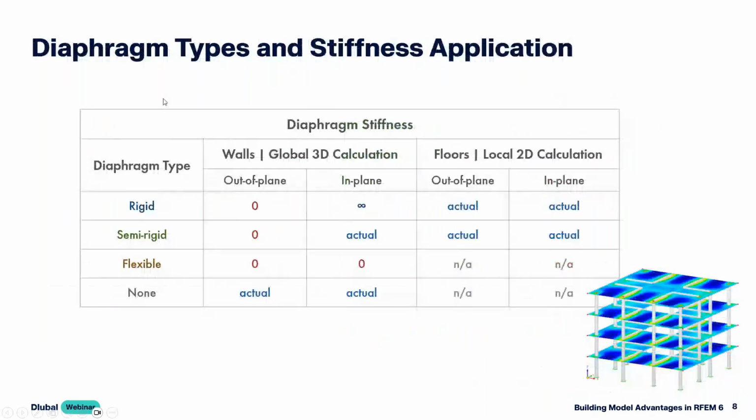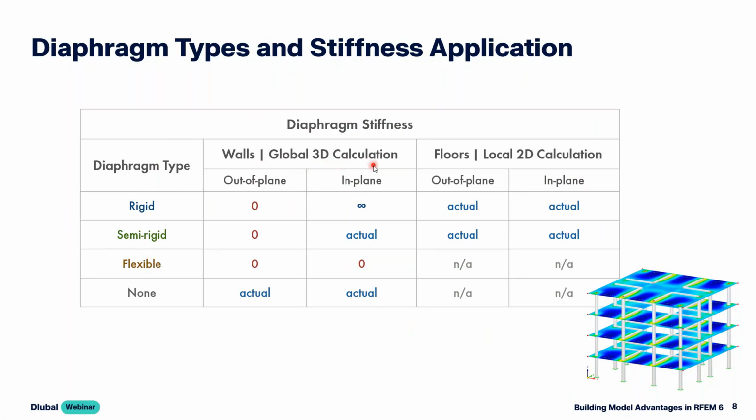So we want to turn now to the different diaphragm types and stiffness applications within RFEM itself. So once again, we have this table here where I want to clearly lay out the diaphragm stiffness for the 4 different options. And we'll start first with the diaphragm types rigid and semi-rigid. The reason why I'm grouping these together is because within RFEM, when we assign these diaphragm types, we will carry out 2 separate calculations. We will always split this up. The first is what we call the wall's global 3D calculation.